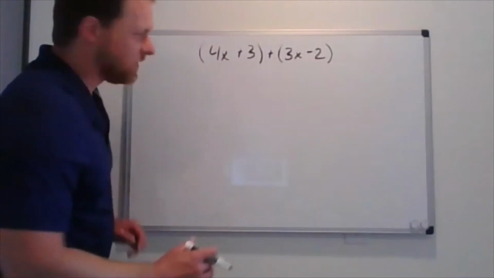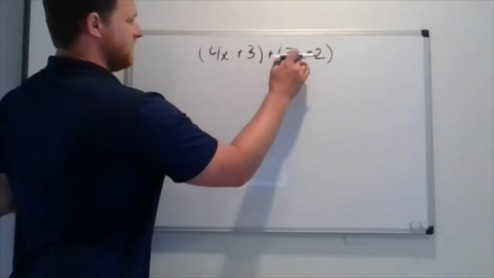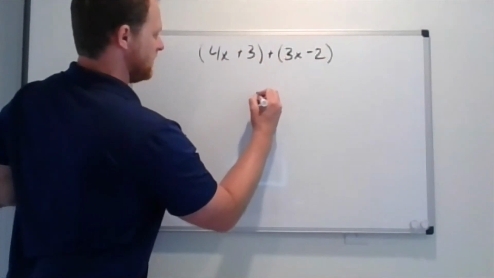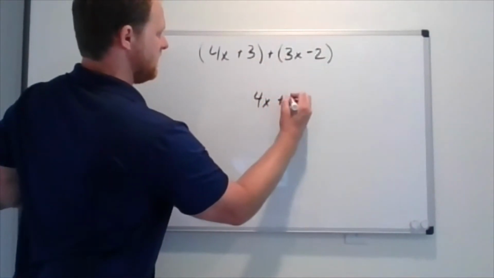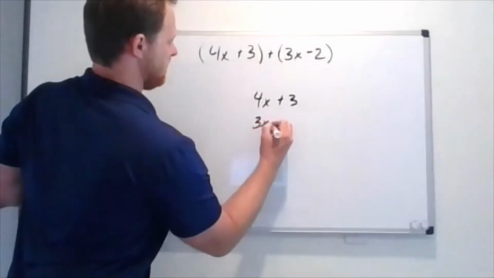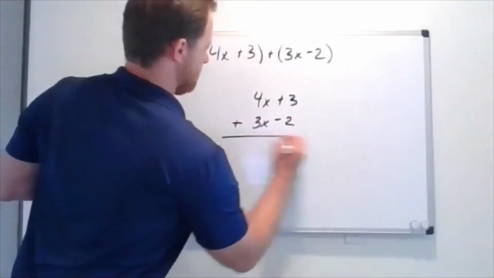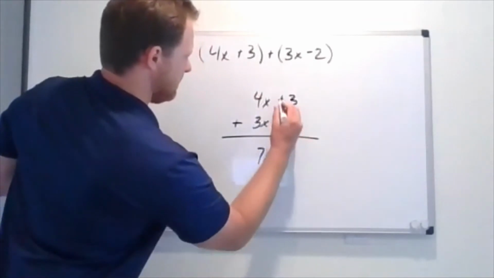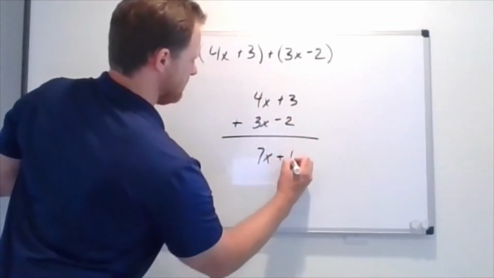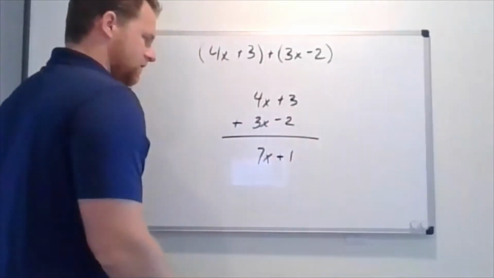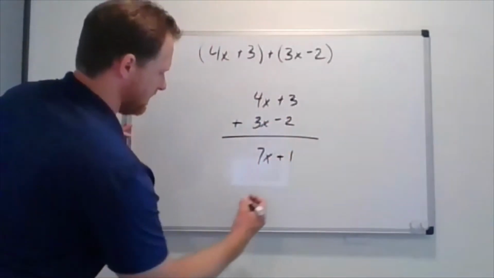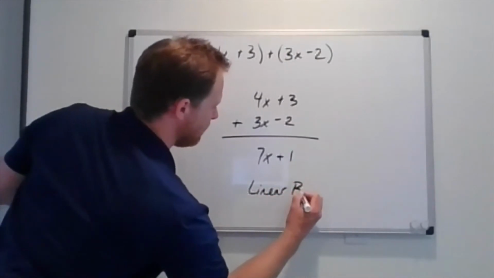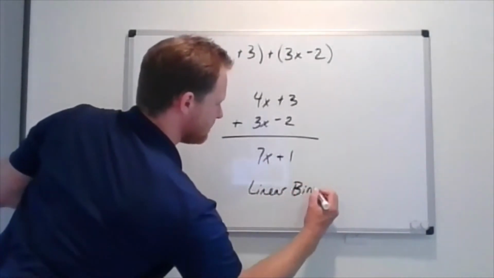Okay, next one. We have 4x plus 3 plus 3x minus 2. Let's just set this up. Looks like it's going to be a pretty easy one. Set it up in vertical form. 4 plus 3, 7x. 3 minus 2, plus 1. So the degree is a single degree, so that's called a linear binomial because there's only 2 terms.